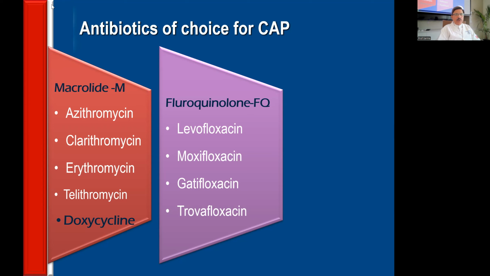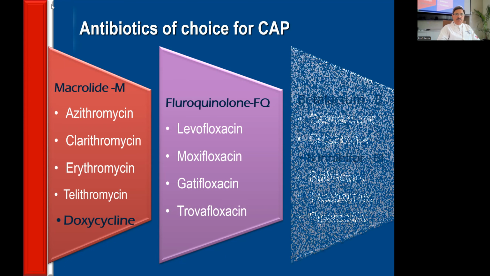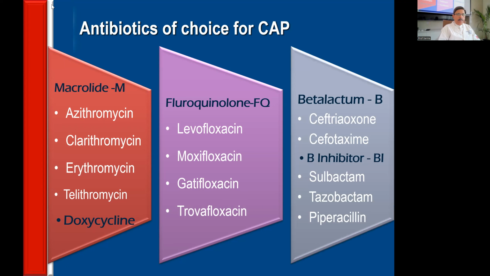So when we say FQs, we have three drugs: levofloxacin, moxifloxacin, gatifloxacin. This is the second group of drugs. And the third group of drugs are the beta-lactam antibiotics. Beta-lactam antibiotics are ceftriaxone, cefotaxime. And beta-lactam inhibitors are sulbactam, tazobactam, and piperacillin. If you are suspecting beta-lactam resistance, then you have to use beta-lactam inhibitors.